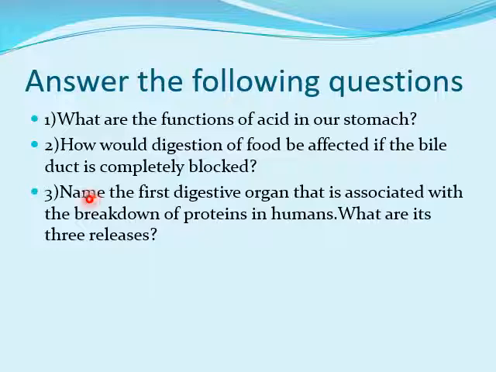The third question says, name the first digestive organ that is associated with the breakdown of protein in the human body. Now, as I already told you, when the food comes through the esophagus, it reaches the first organ, which is known as the stomach. And the stomach contains an enzyme which is known as pepsin. So the three secretions from the gastric glands present on the wall of the stomach are that they help in the secretion of the hydrochloric acid, the enzyme pepsin, as well as the mucus which protects the inner lining of the stomach. Thank you.